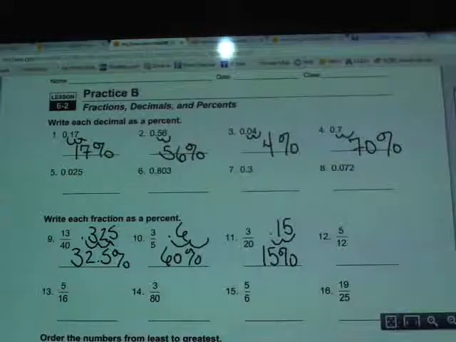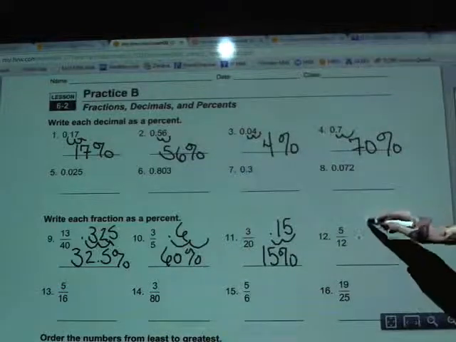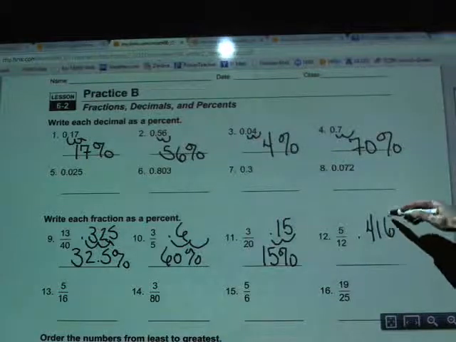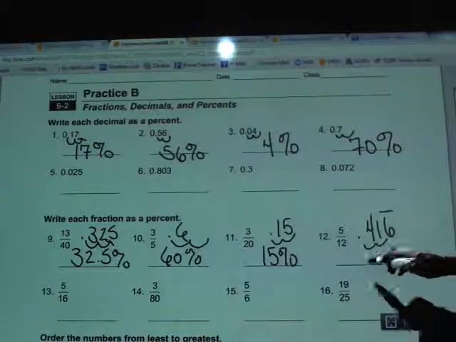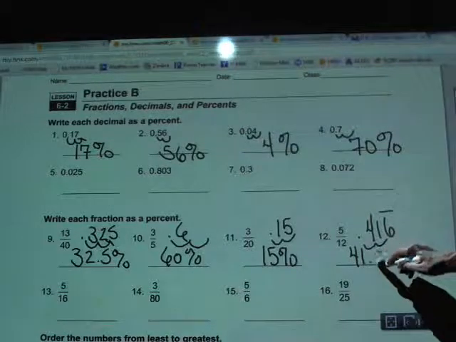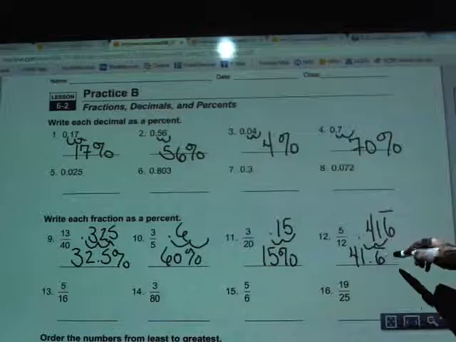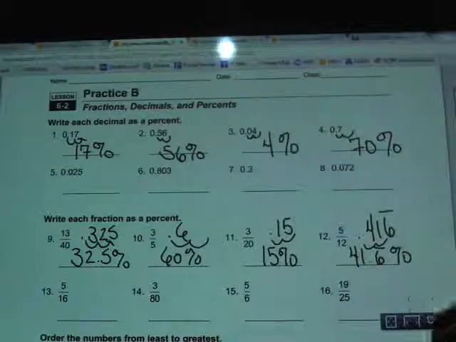And finally, number 12. Number 12, 5/12. So you're going to go ahead and do 5 divided by 12, which is 0.416 with the 6 repeating. And now that I have it in decimal form, I'm going to move the decimal twice to the right and add a percent sign. So twice to the right is going to put it after the 1, so I'm going to have 41.6. And again, the 6 repeats, and I'm going to add a percent sign after it. 41 2/3%, or 41.6 repeating percent.